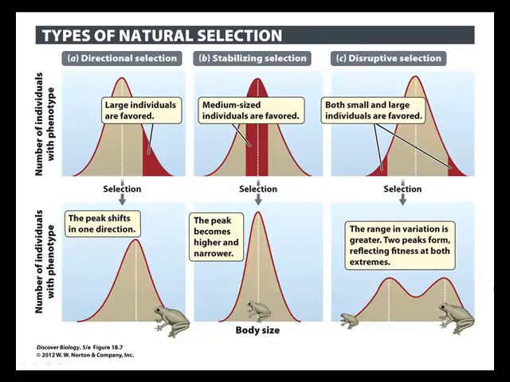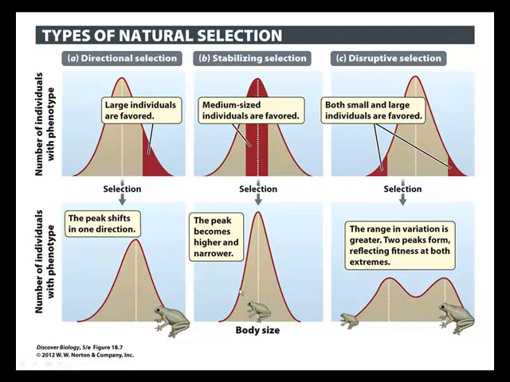There are a couple types of natural selection: directional selection, stabilizing selection, and disruptive selection. Examples that the book gives you are, if you had a population of frogs where only large individuals are favored, that would be directional selection. So movement in one direction, only towards the large size, or the inverse would be only towards the small size. Stabilizing selection is where you're selecting for an intermediate size.